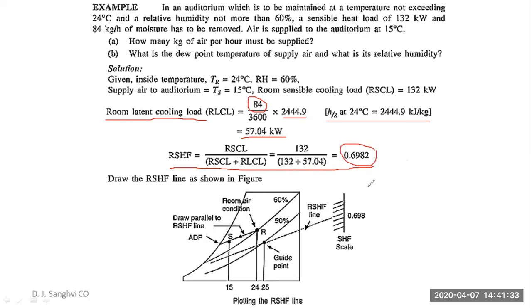0.6982. So you'll go to the scale that is there on the right hand side. I want you all to open your psychrometric charts. There is a sensible heat factor scale on the right hand side. Sir, the HFG is obtained from the other book, right? Steam table. Yes, steam table. You'll have to find this value from your steam tables.